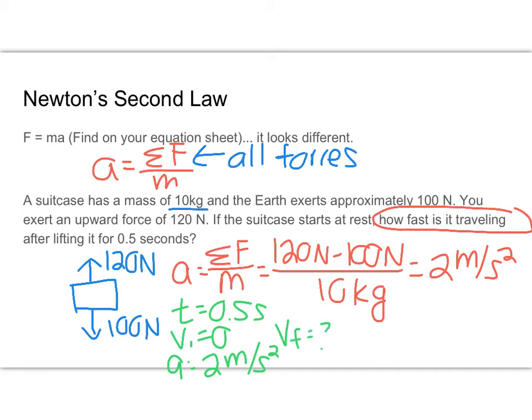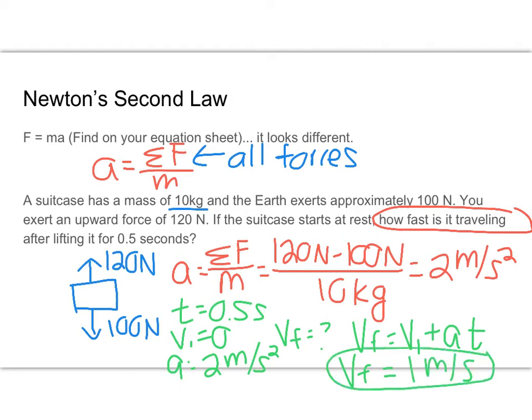So at this point, I have done everything new, and now I'm just going back to things that we've already done before. Looking at my equation sheet, I'm going to use this equation, v final equals v initial plus at. Velocity final is already solved for, so after I plug in my numbers, velocity final is going to be 1 meter per second. So Newton's second law really brings together forces and motion from last unit.